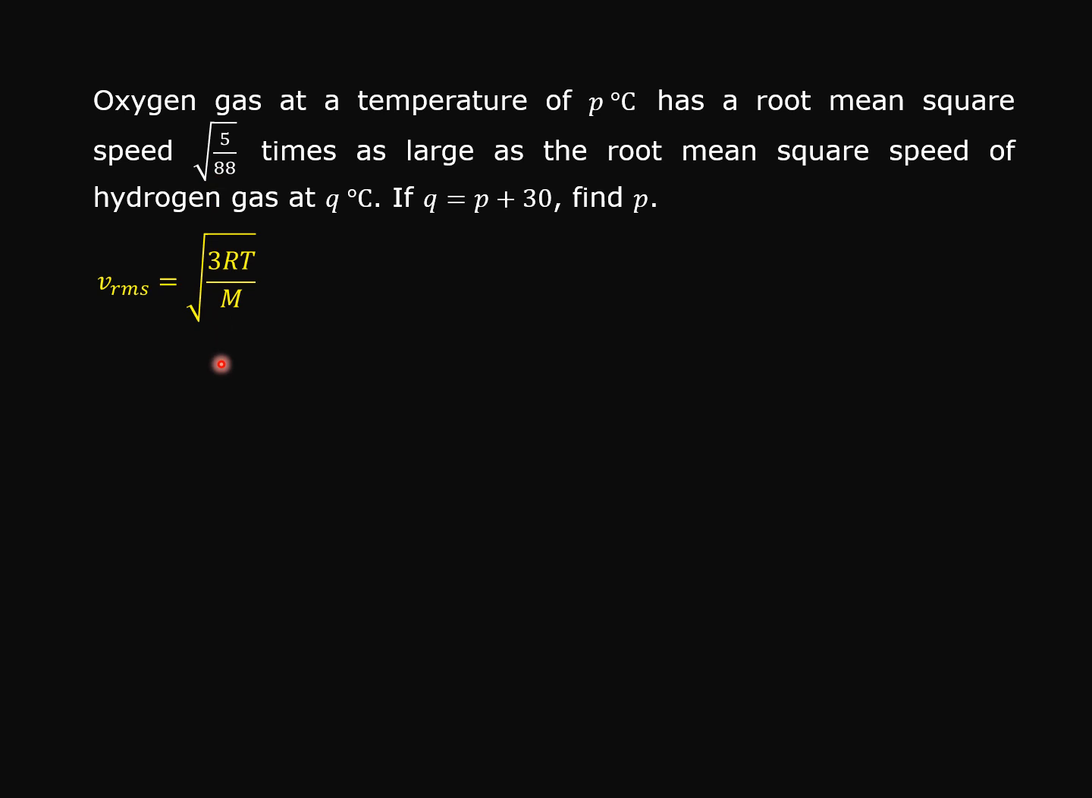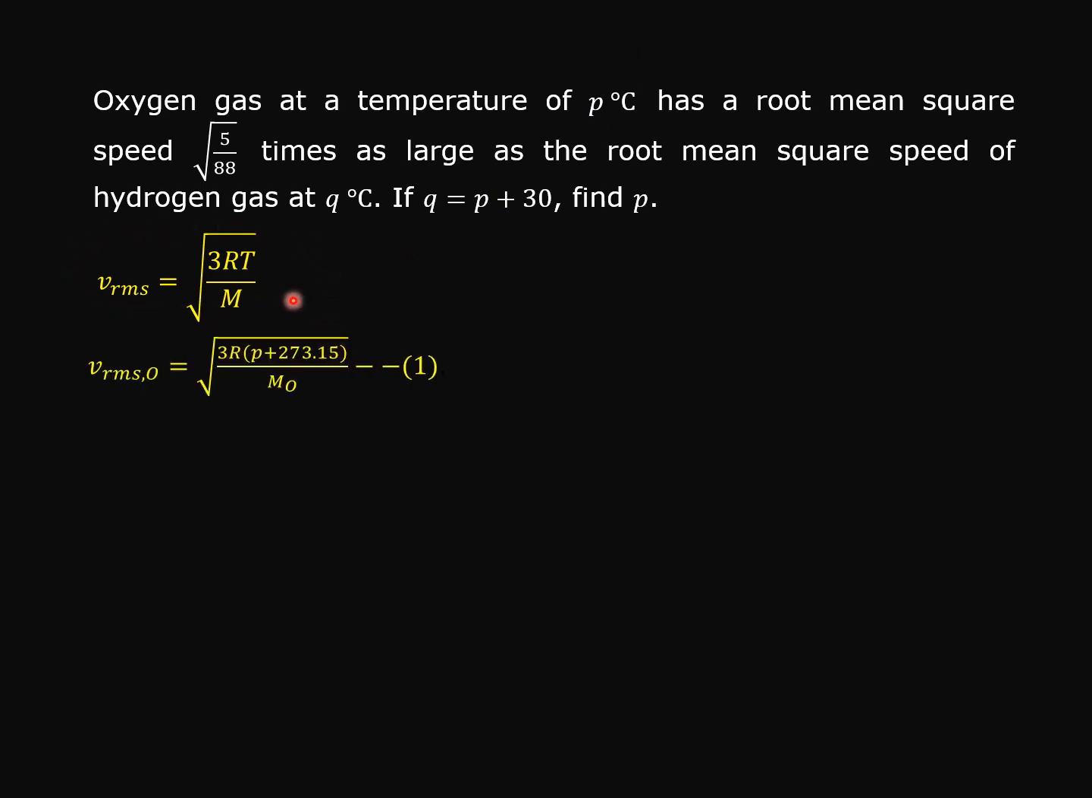Since we know that the molar mass of oxygen gas is 32 gram per mole, and the molar mass of hydrogen gas is 2 gram per mole, it would be easier if we choose this formula to find the VRMS.